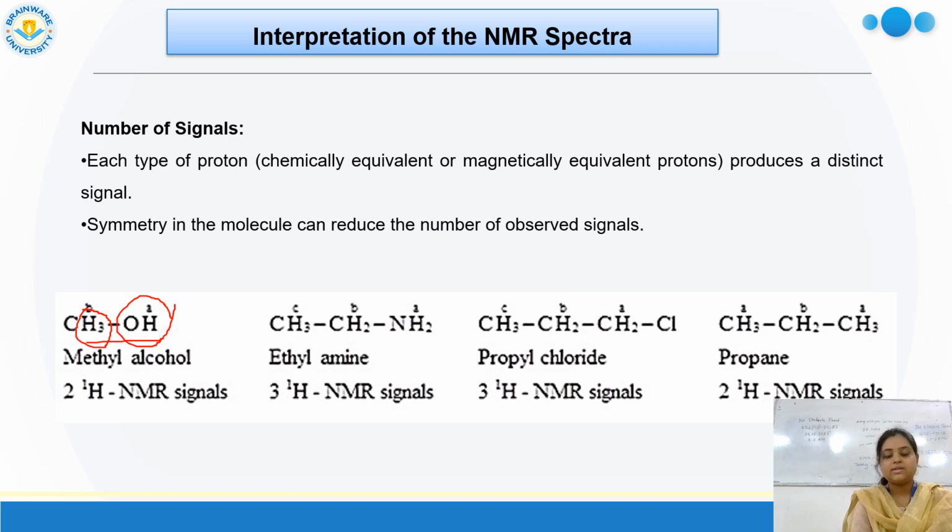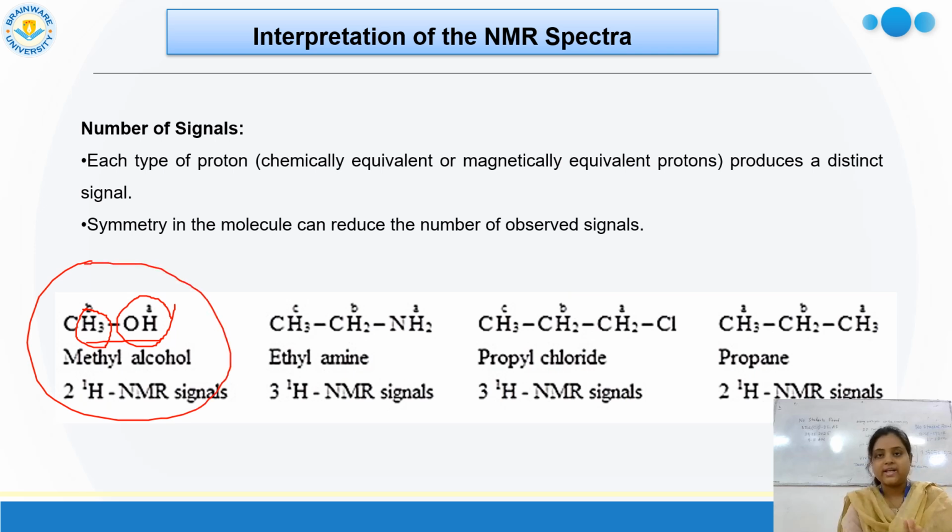So if we want the NMR spectra of methyl alcohol, from that structure only we can imagine that we'll get two peaks, right? Two signals. Because from the structure only we have the idea that it will show two different types of protons, so two different signals will be obtained. For example, ethylamine, see, CH3CH2NH2.